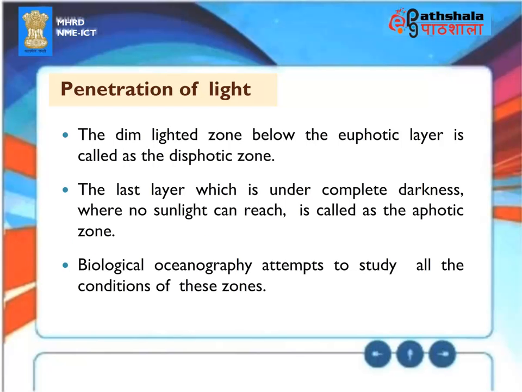The dim lighted zone below the euphotic layer is called as the dysphotic zone. The last layer, which is under complete darkness, where no sunlight can reach, is called as the aphotic zone. Biological oceanography attempts to study all the conditions of these zones.